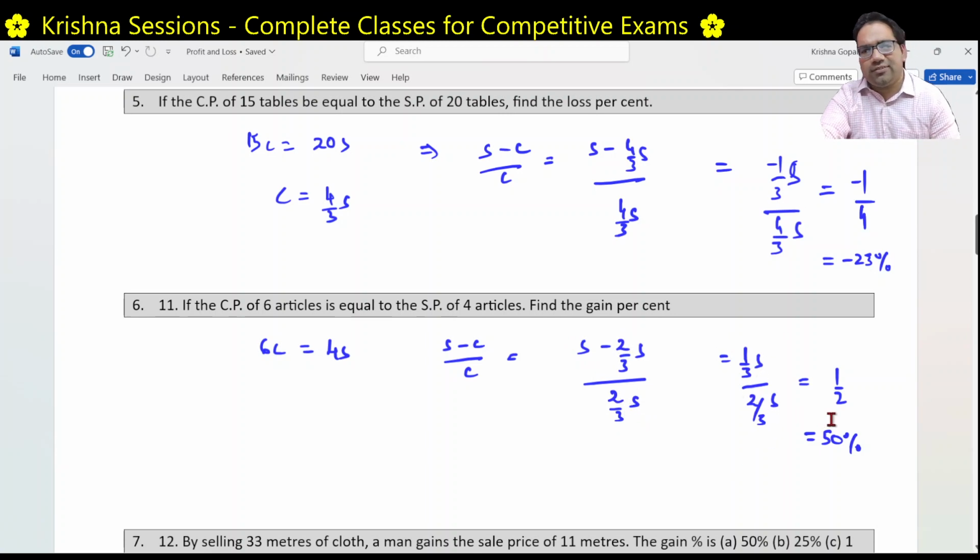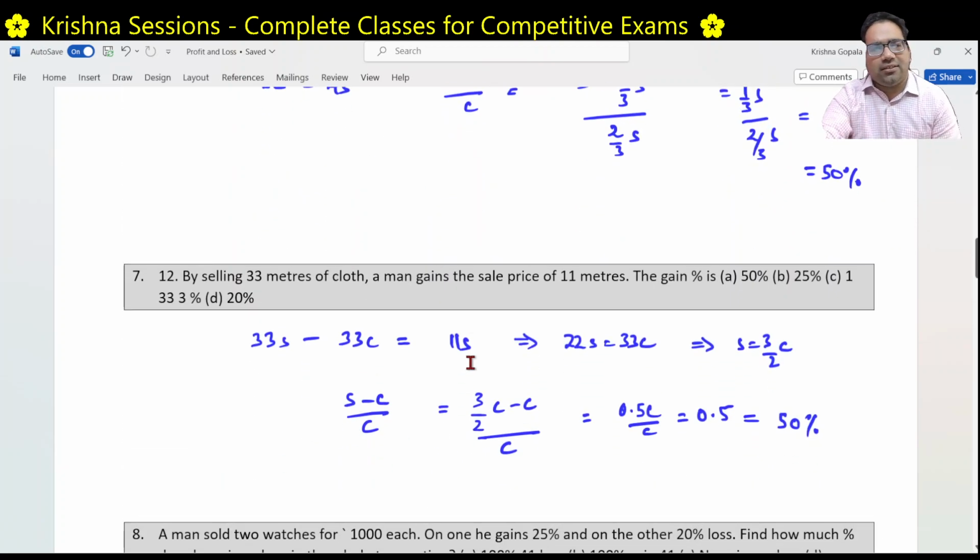S and S will get cancelled, equal to 1 by 2, which means 50% is the gain percent. Right. By selling 33 meters of cloth, a man gains the sales price of 11 meters. So what is the gain percent? By selling 33 meters of cloth, that means 33 into sales price, 33S. That is the selling price.